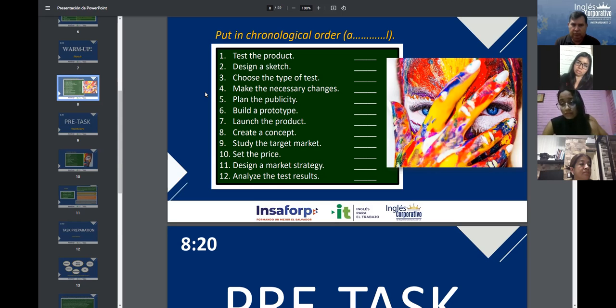Letter A, what? Number eight. Create a concept. Letter B. Started the target. Nine. Yes. Started the target. Okay. To me, I think it's a chronological concept. And maybe letter C can be a design sketch. Yeah. Number two.